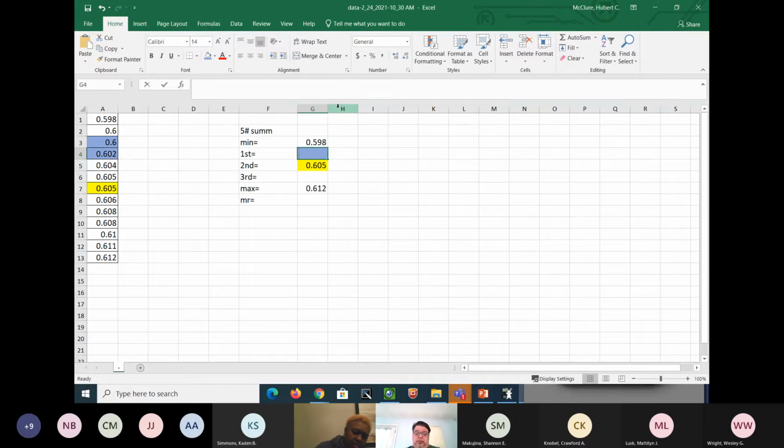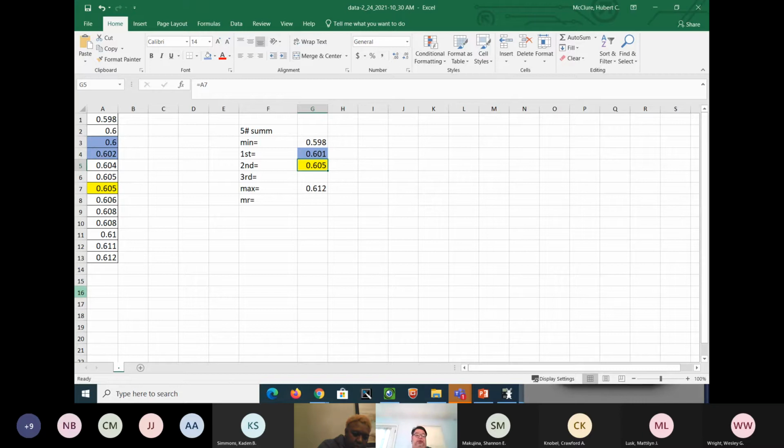For the first quartile, when it's even, you count the numbers above the median and determine whether it's odd or even. This one's even, so I take the two middle numbers and take the average: add them together and divide by what? 2. Thank you, ma'am. 2. And the third quartile is the same thing.